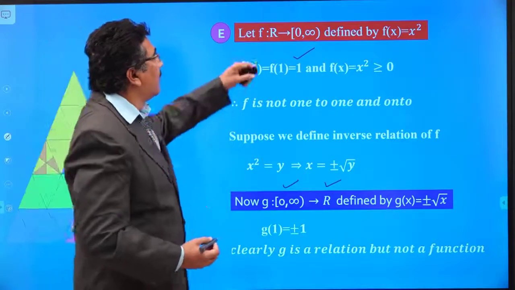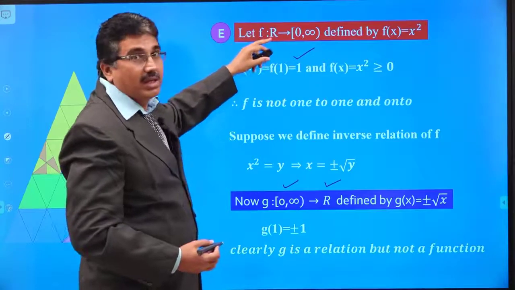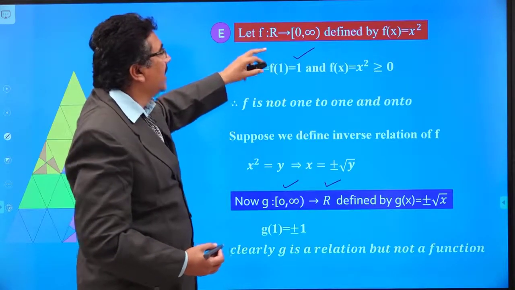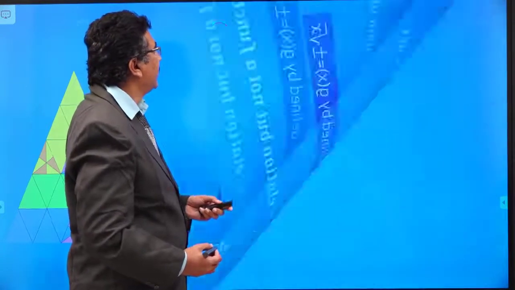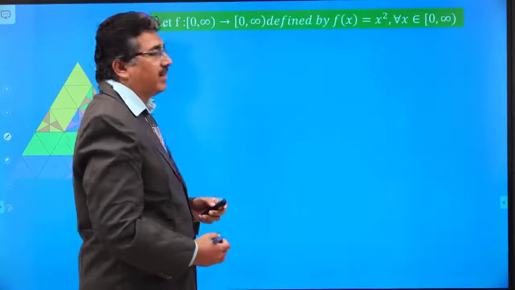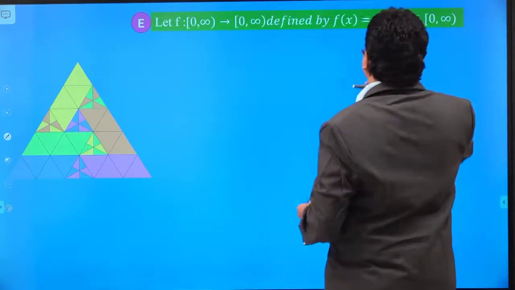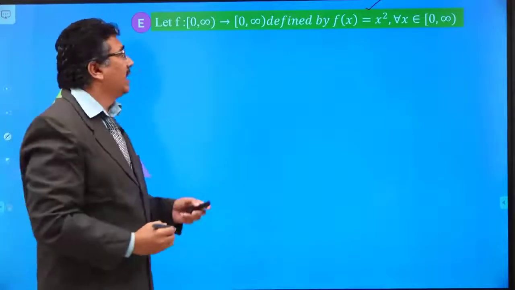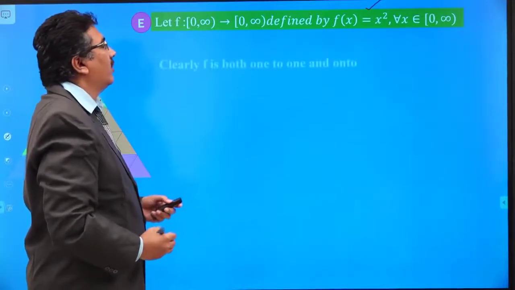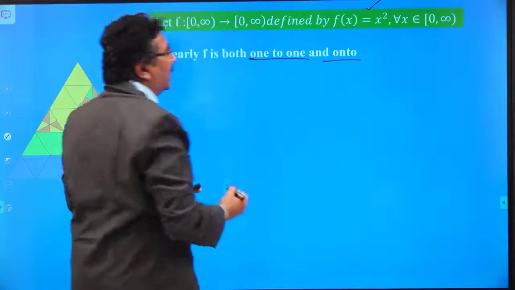Suppose the domain is restricted from R to the closed interval [0, infinity) in the same function. Let f mapping from [0, infinity) to [0, infinity) be defined by f of x equal to x squared. Clearly, f is both one-one and onto.